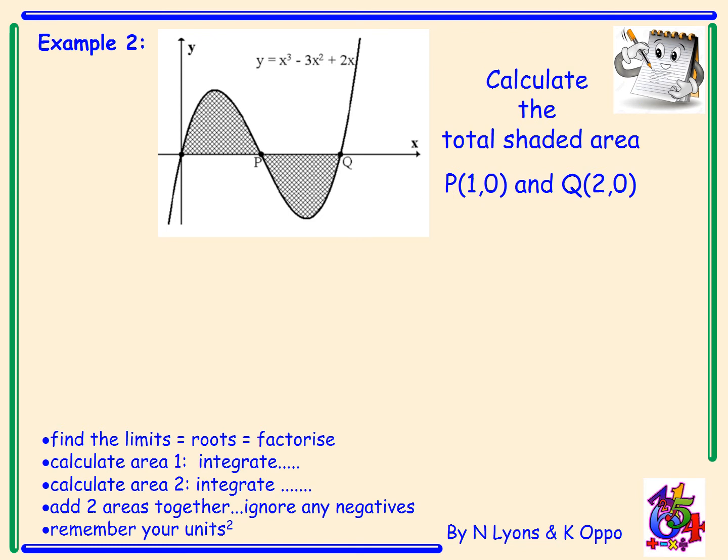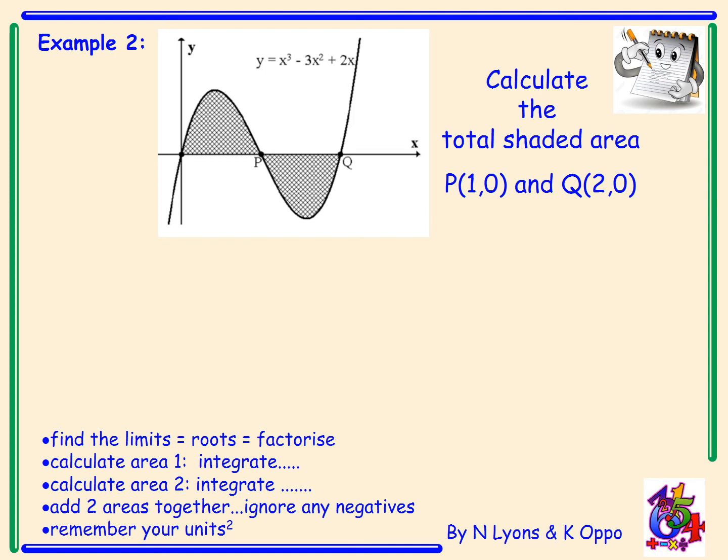For example 2, we've now got a cubic function, y equals x cubed minus 3x squared plus 2x, and it says calculate the total shaded area. It's telling you that the points P is (0, 0) and Q is (2, 0), so they're the roots of the cubic function we have here. Now there's hints and tips at the bottom. It says find the limits. That equals the roots. Now we normally have to factorise, but I've told you the answer in this case, so the roots are going to be x is 0, x is 1 and x is 2.